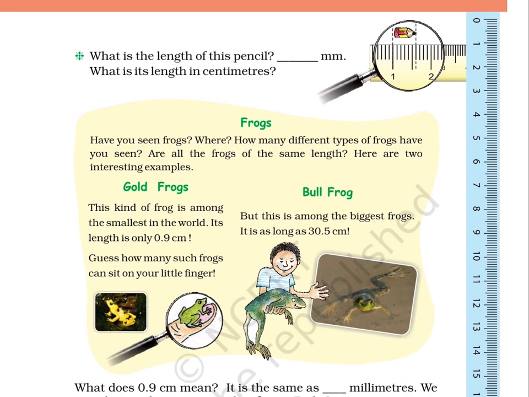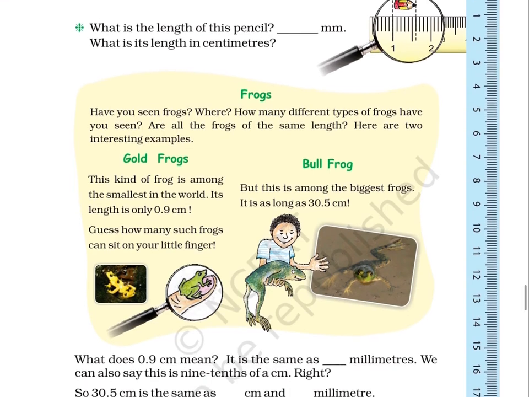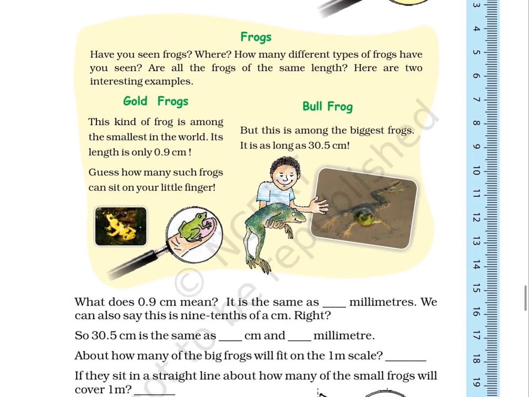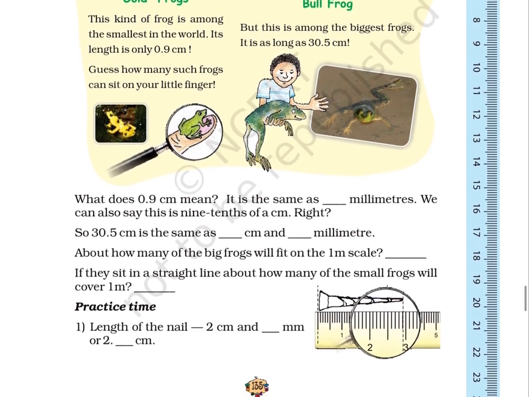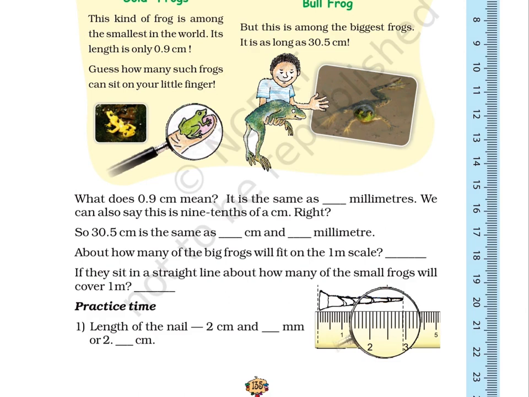Bullfrog. But this is among the biggest frogs. It is as long as 30.5 centimeters. Given below are the pictures of both gold frogs and bullfrogs. We can really understand how much is the difference between their lengths. One only as tiny as 0.9 centimeter and the other one so huge as 30.5 centimeters.